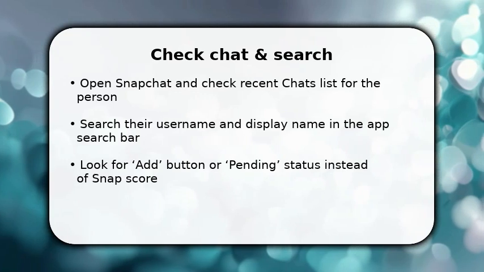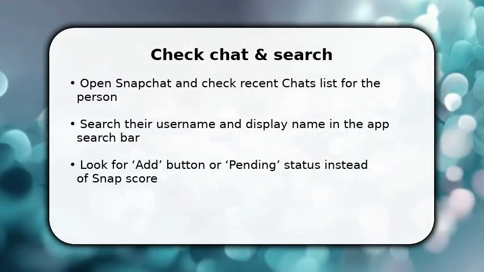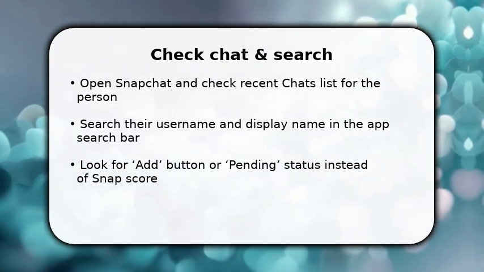You start by verifying whether they truly blocked you. Open Snapchat and scan your chats list. If their conversation disappeared, that is the first clue.